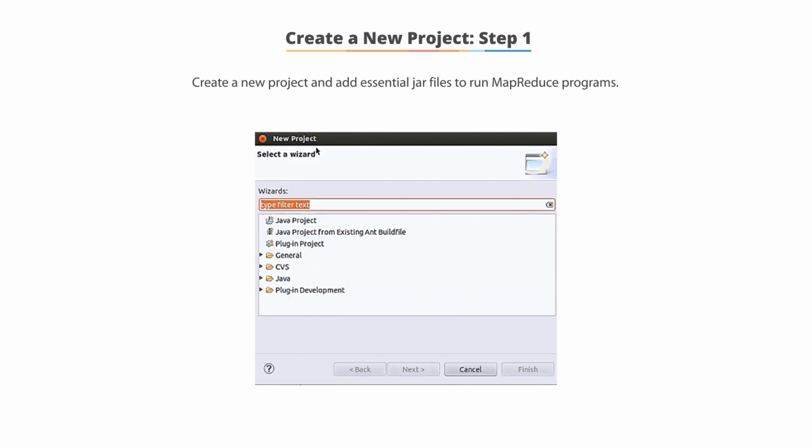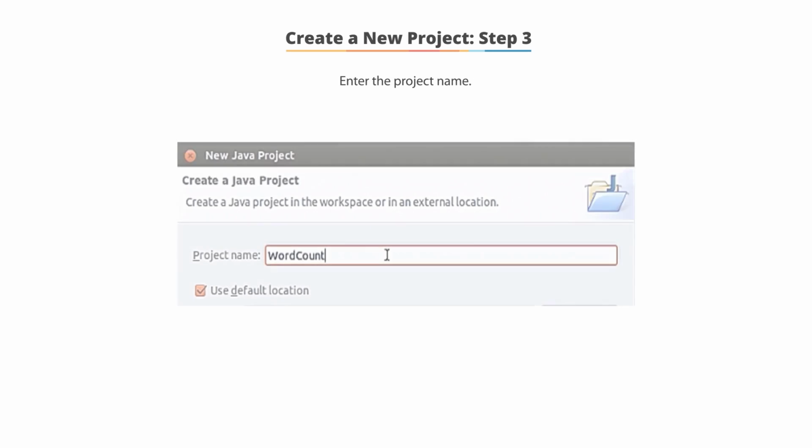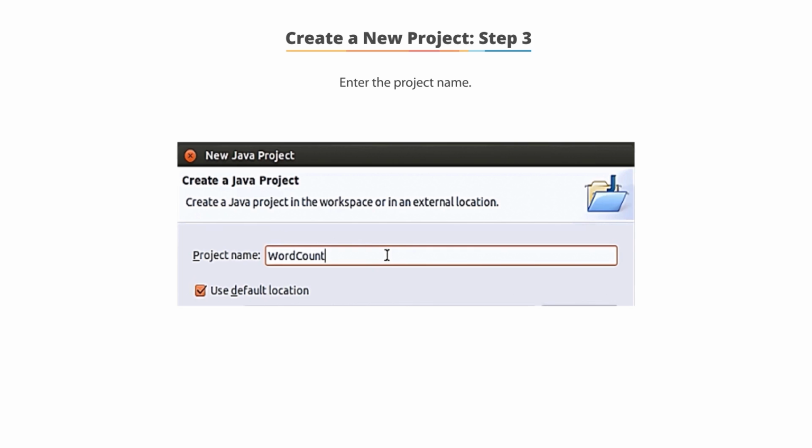The screen shows the new project and select wizard options for the first step. In step number 2, you would select a Java project from the list. Then click the Next button to continue. Step 3, the newly created project has to have a name. In this case, we'll type the project name as word count and click the Next button to continue.